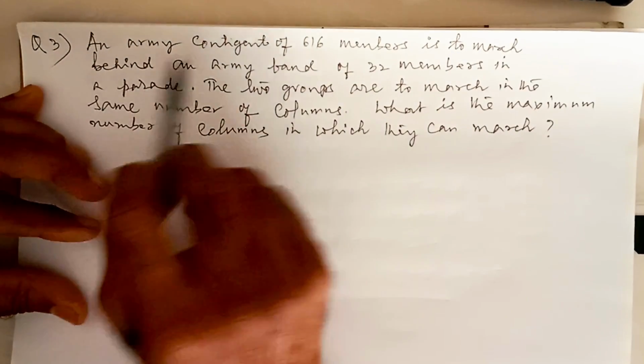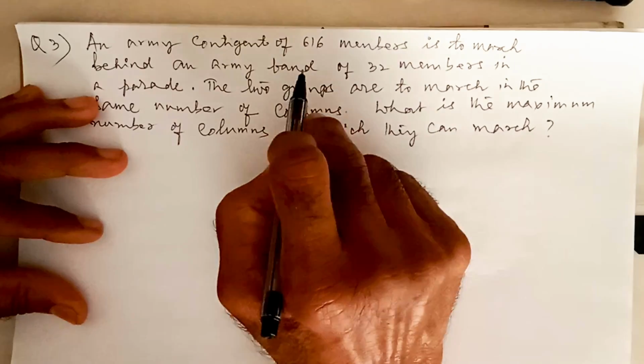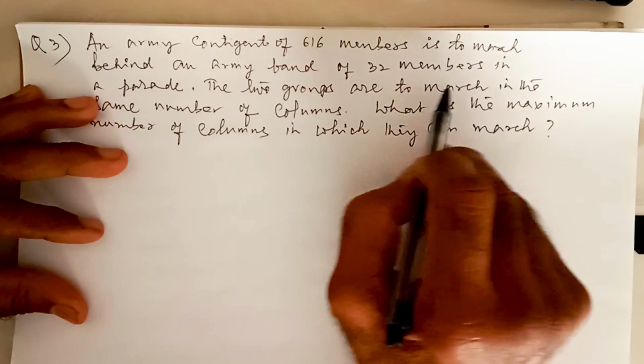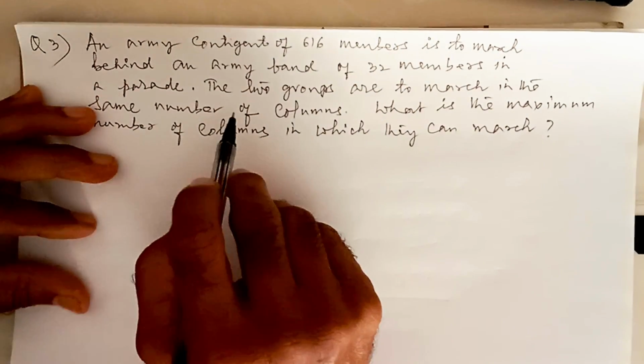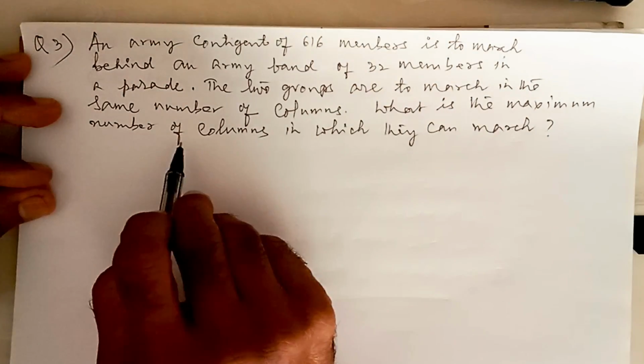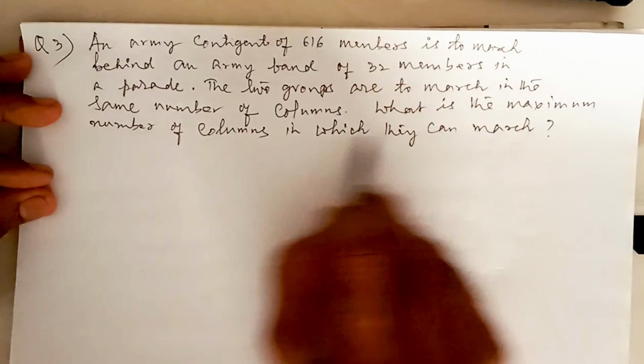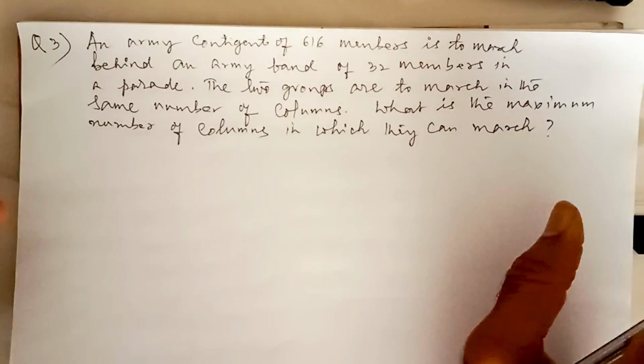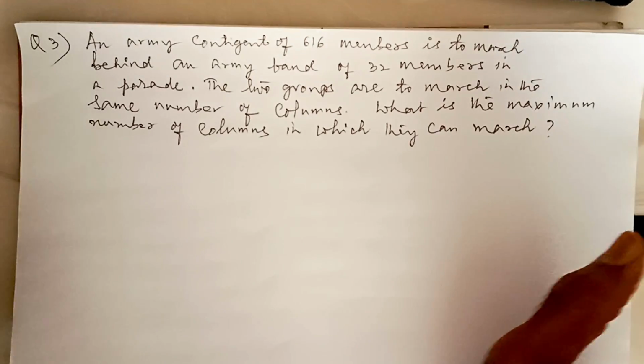I read out the question. An army contingent of 616 members is to march behind an army band of 32 members in a parade. The two groups are to march in the same number of columns. What is the maximum number of columns in which they can march? The question looks bigger and tough, confusing.